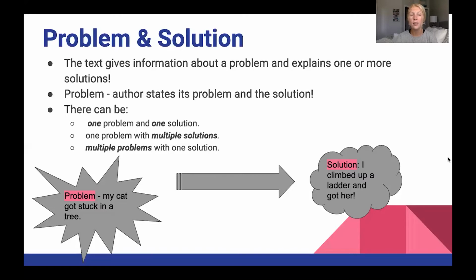So at the bottom, I included an example problem and solution. The problem here is my cat got stuck in a tree. That is a problem. My cat is stuck in the tree. What am I going to do? What is the solution? The solution is I climbed up a ladder and I got her. So we had our problem, my cat got stuck in a tree. And then we had our solution, I climbed up the ladder and I got her. Problem solved.